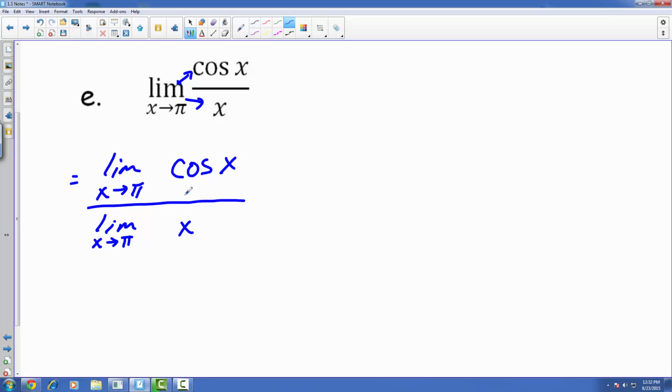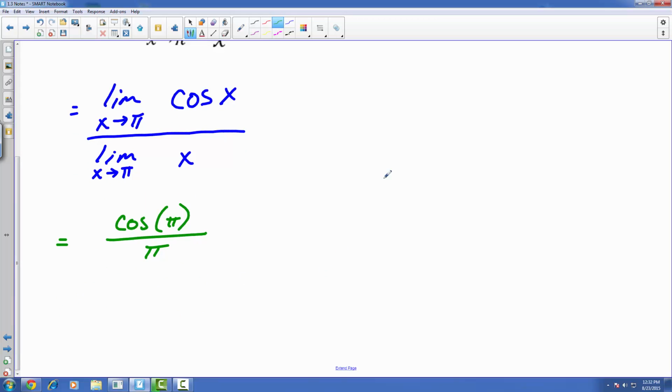So we have the top one, the limit as x approaches pi of just cosine of x. Well, using just direct evaluation, we can go ahead and plug that value in. So when we do that, we have the cosine of pi. Likewise on the bottom, when we just plug in that value, pi for x, we end up with pi on the bottom.